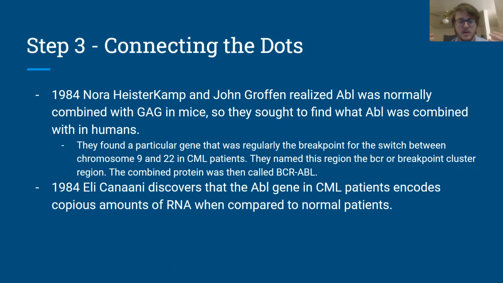And they found this region, it was a full protein. It had starting and ending points in its amino acid sequence. They called this the breakpoint cluster region because it would generally break in this region, and they called that protein BCR-ABL. So BCR for the breakpoint cluster region and ABL for the Abelson virus. The same year, Ali Kanani discovered that the ABL gene in CML patients encodes copious amounts of RNA compared to normal patients. So if they know that the ABL gene is encoding more RNA in CML patients, and they also know that the ABL gene is a tyrosine kinase, then they know there's heightened tyrosine kinase in CML patients, and that's what's causing their cancer.